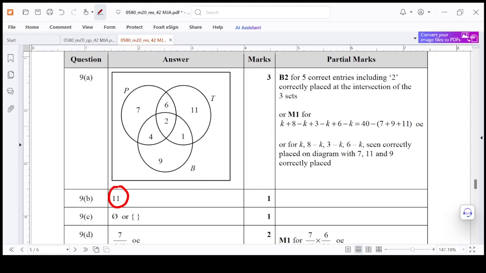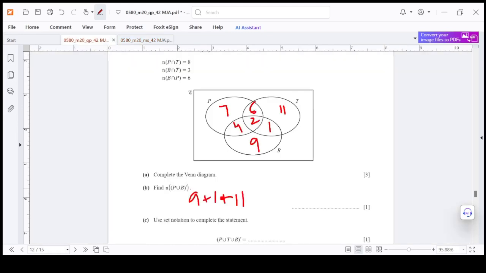Okay, thank God. Okay, 9B. Let me double check. Why is the answer 11 here? Did I misread the question? Number of elements in P union B. What was I reading? P union B is this. Okay. So this is P union B. P union B complement is what is outside of it, which is 11.